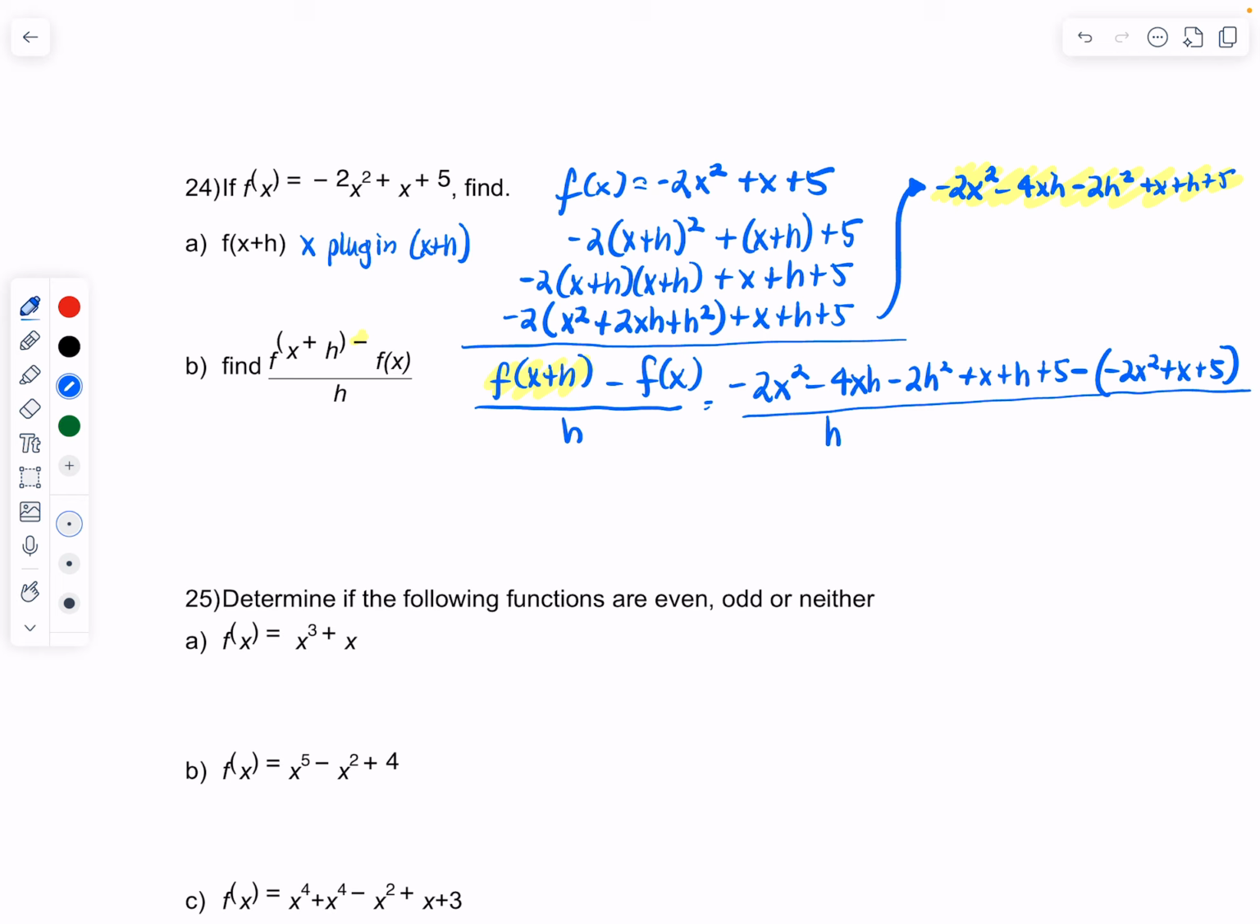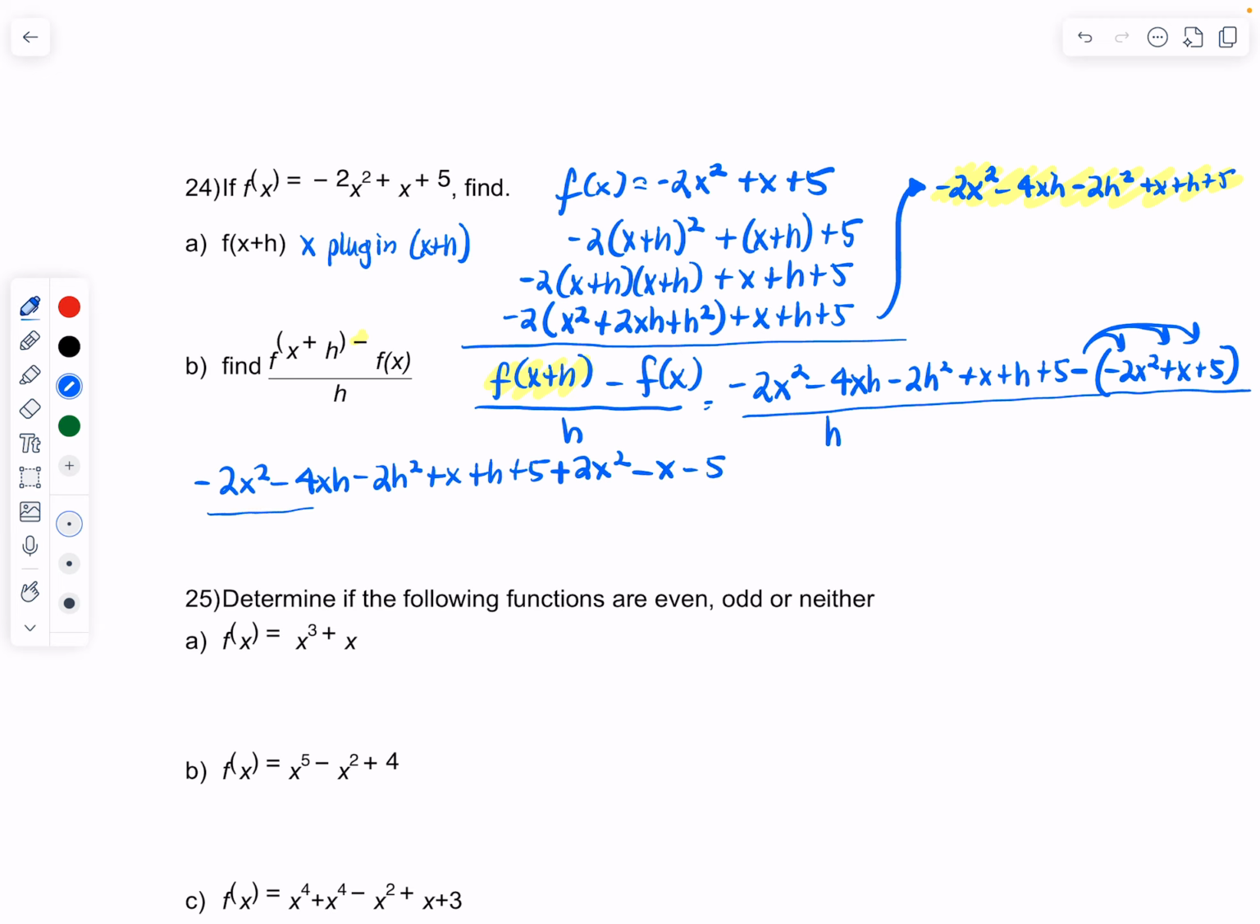My next step is to distribute this negative sign here. So when I do that, I get negative 2x squared minus 4xh minus 2h squared plus x plus h plus 5. And then minus, a negative times a negative actually gives me a plus 2x squared minus x minus 5.